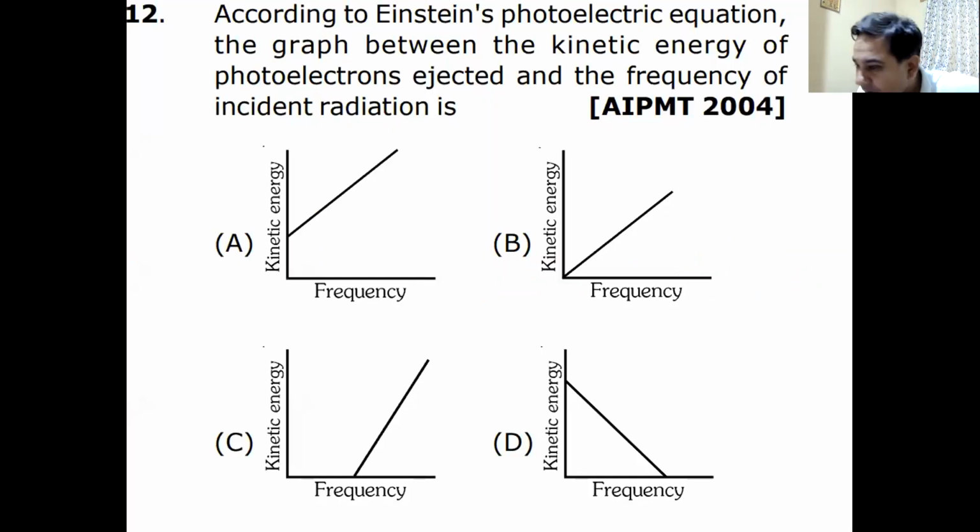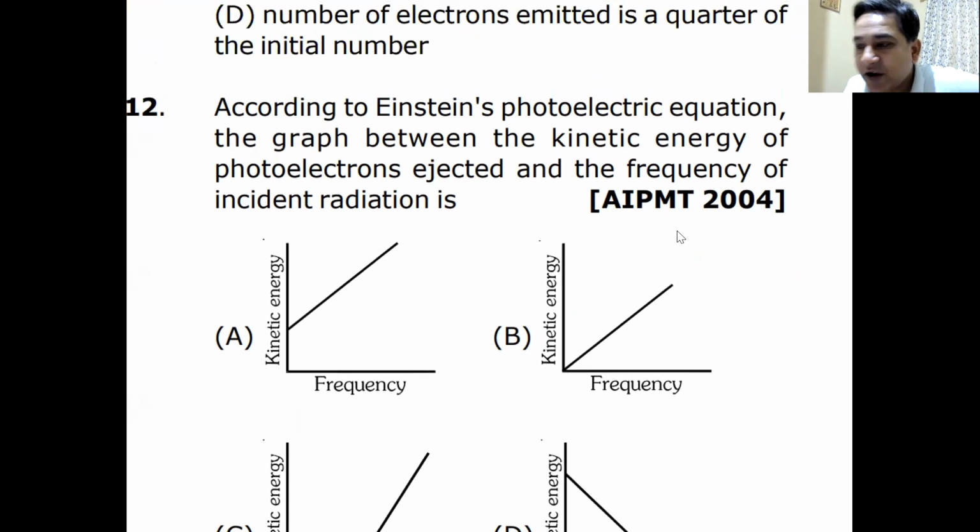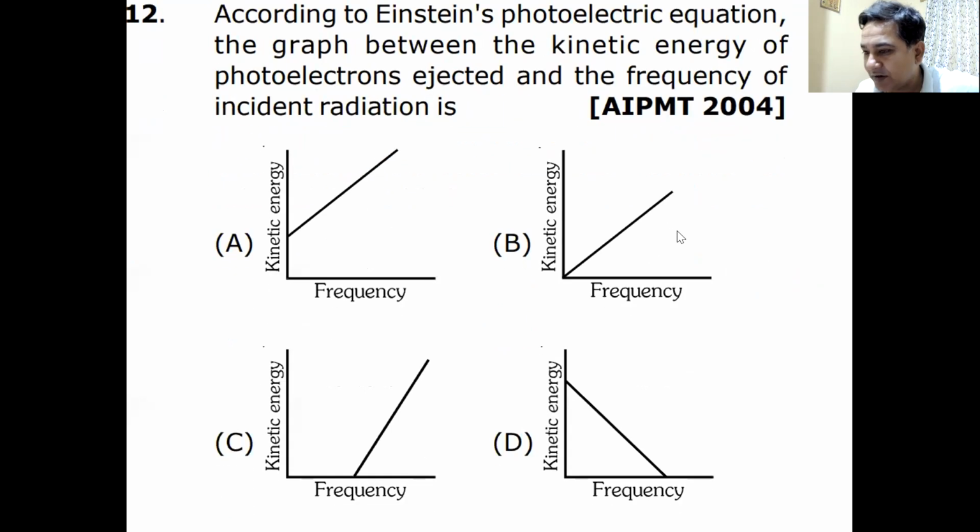Oops, the question has come, but you can hardly see the question. Why are you not able to see the entire question? It's shameful. Okay. According to Einstein's photoelectric equation, the graph between the kinetic energy of the photoelectrons ejected and the frequency of the incident radiation is what? And the graphs are here. Which graph is the correct one? And your time starts now.